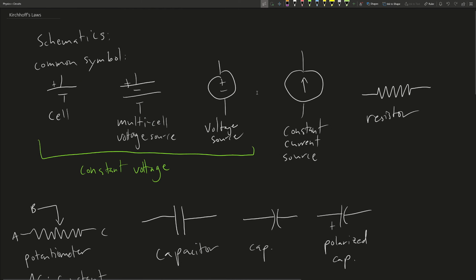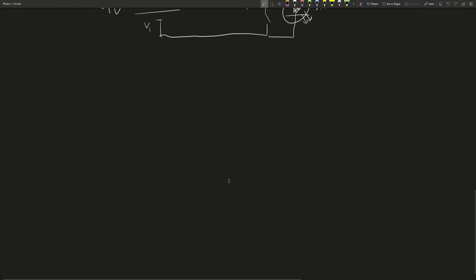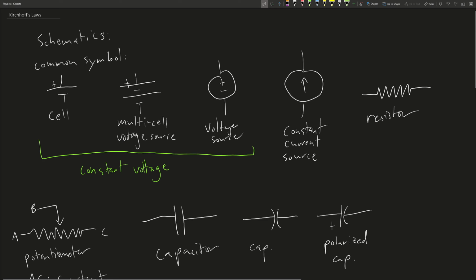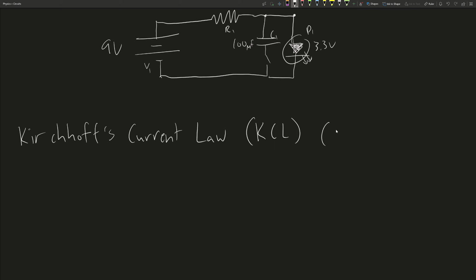Now I'm going to go over Kirchhoff's laws, and these are essential for circuit analysis. Kirchhoff's laws are basically built on conservation laws, so like conservation of charge or energy. The first one we are going to review is Kirchhoff's current law. Kirchhoff's circuit laws refer to two laws governing how circuits work. There's Kirchhoff's current law and Kirchhoff's voltage law. Kirchhoff's current law, usually abbreviated just KCL, is also called the junction rule.